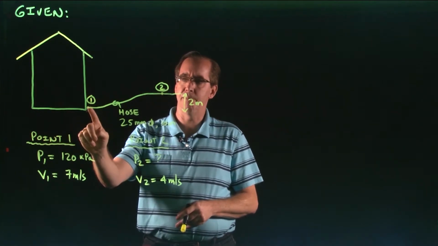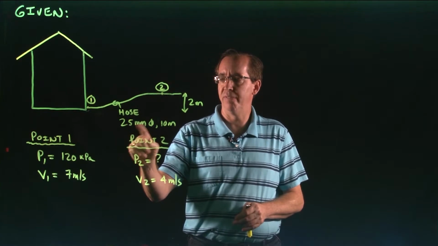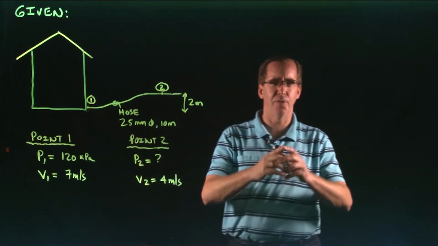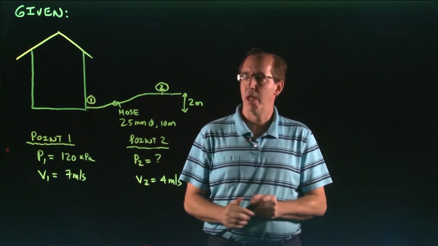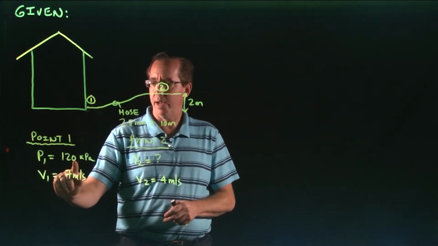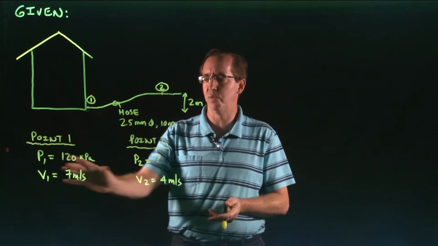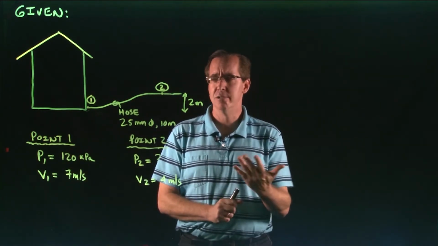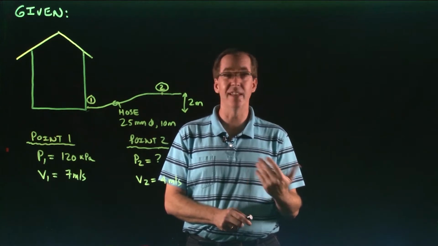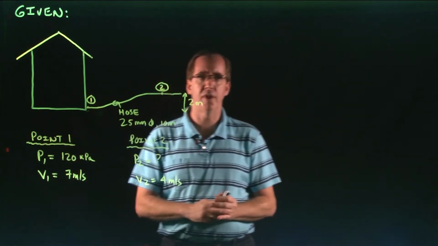We have a spigot at point 1. And say we have a garden hose that's about an inch, right? 2.5 millimeter diameter. Maybe we have 30 feet of it, which is 10 meters. And at point 1, we know that the pressure is about 120 kilopascals. Just to put that in a sense of English units, 120 kilopascals would be roughly 17 and a half psi. And at point 1, we measure the velocity to be 7 meters per second.